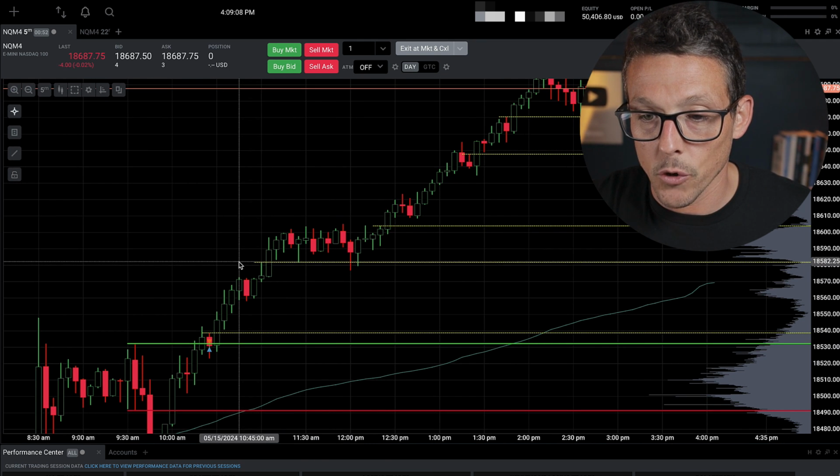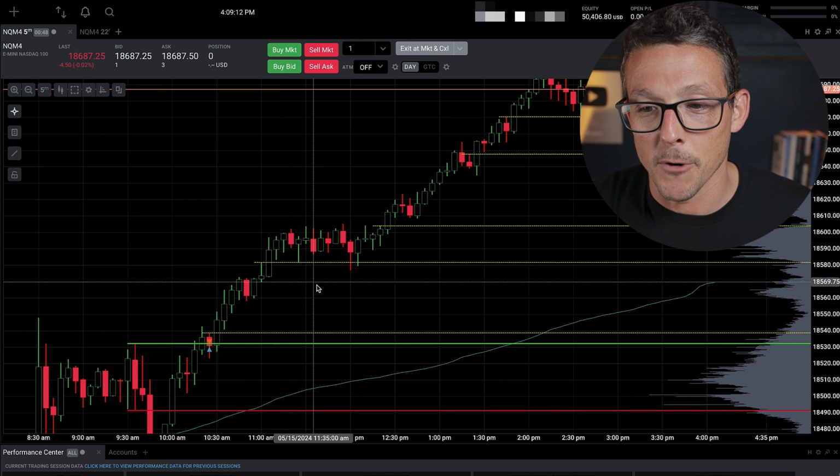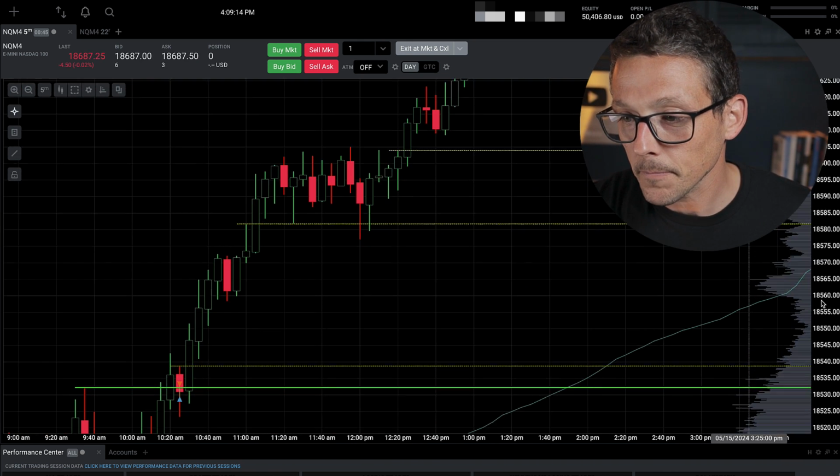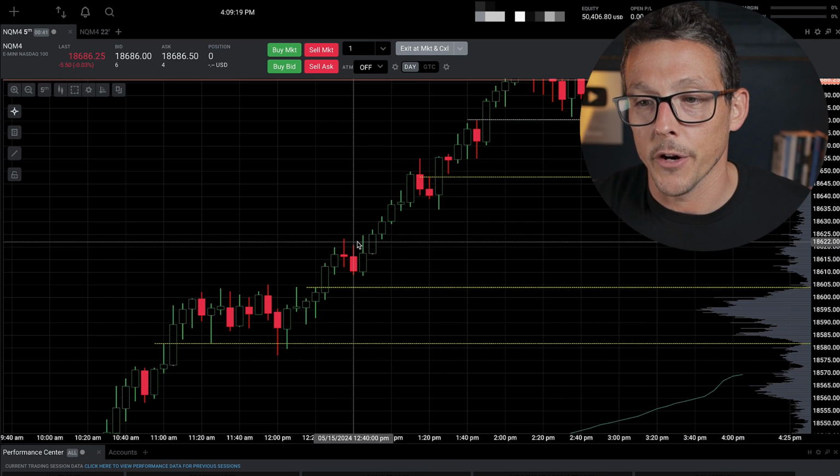The next untested wick would have been here. This one would have been pretty darn close. Once again, it probably would have missed by a tick or so. Let's zoom in and see. Yeah, we would have missed by a tick there. So that would have been a no trade as well.